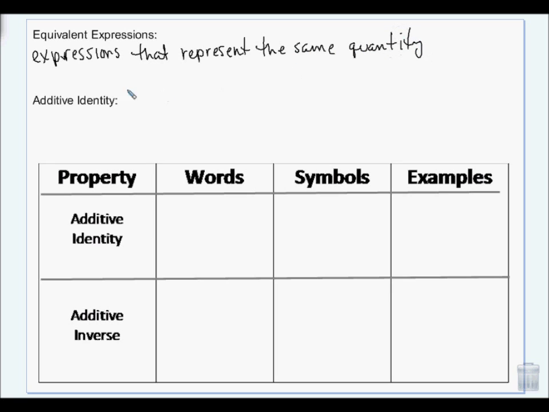So if I had like 5x plus 6x, that's the same thing as 11x. They represent the same quantity. They're worth the same thing. It would be like a $1 bill is equal to 4 quarters. These would be equivalent.